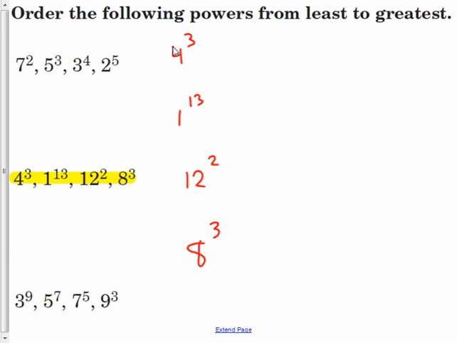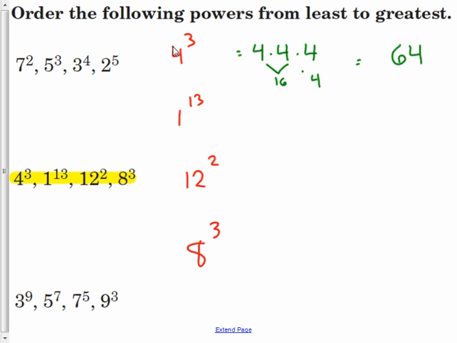So let's start with my 4 to the power of 3. That would be 4 times 4 times 4. And I have 4 times 4 is 16. And I think we said earlier, 16 times 4 is 64. So 4 to the power of 3 is 64.